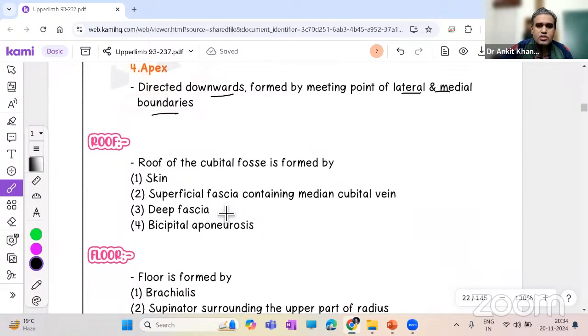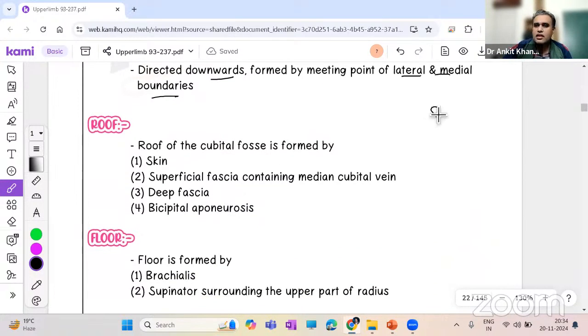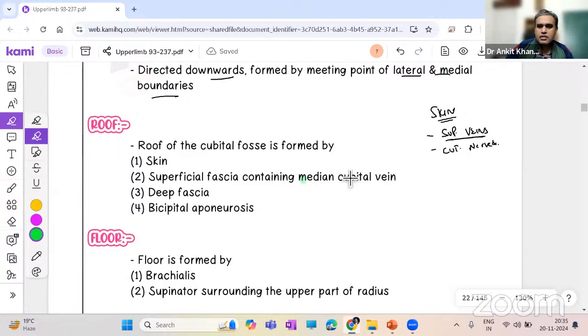Now let's see what is there in the roof. Roof is basically the skin, but is there any structure close to the skin? Think about it. There will obviously be a couple of structures close to the skin. What will that be? There will be some superficial veins, or there can be some cutaneous nerves, because obviously we have sensation on the skin. These two things. Here, more important is the superficial vein, and which vein is that? That is the median cubital vein.